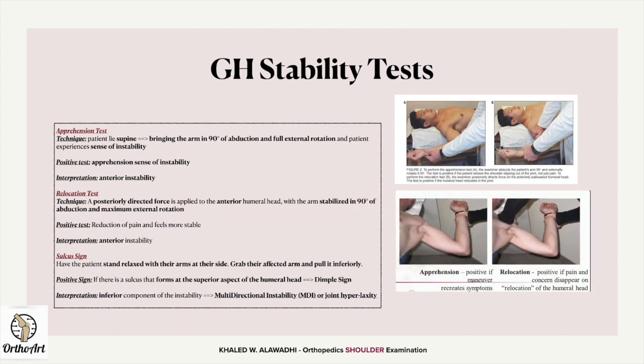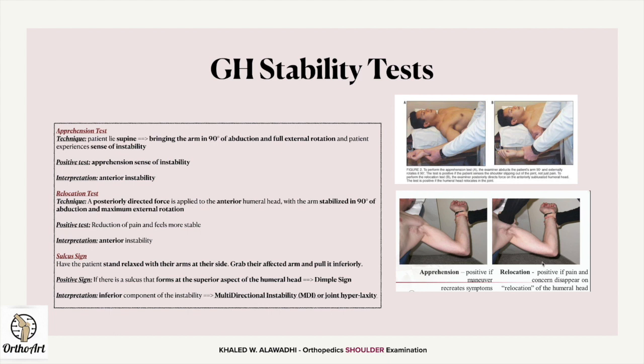So this is another picture. Apprehension: we create the sensation that the shoulder is being dislocated, and that apprehension disappears on relocation. You are not actually dislocating the shoulder, you're just giving the patient a sensation that the shoulder is dislocating and then relocating. Now the sulcus sign: have the patient stand, relaxed with their arms at their sides.